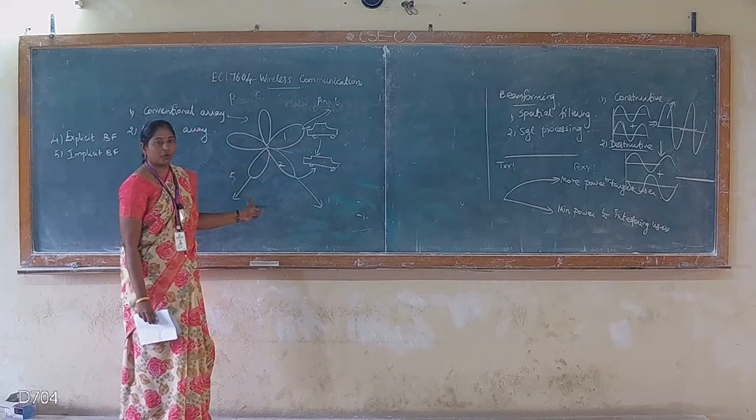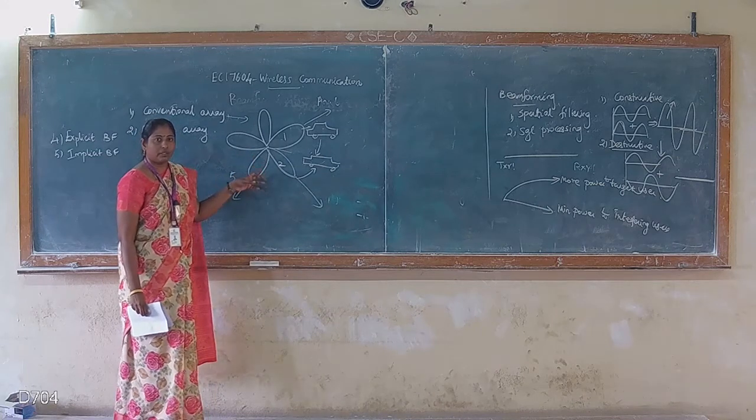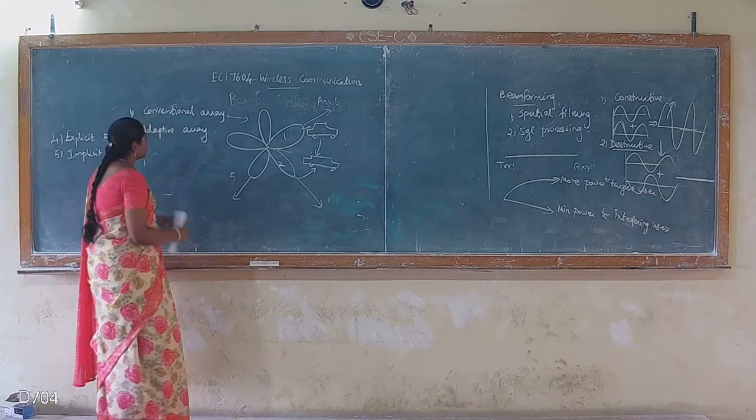So this is the problem of conventional array-based beamforming. Here everything is manually controlled. Clear? So the next one is the adaptive array.